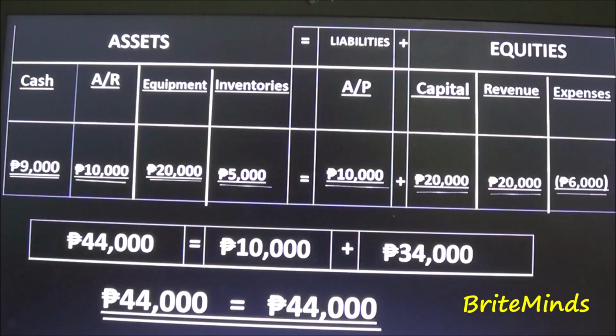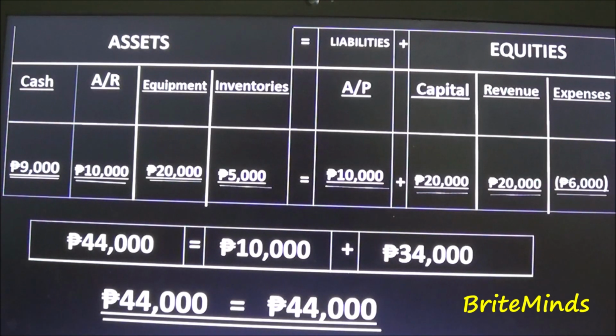We have here the summary of all the accounts of Miss Rose's transactions. On the left side of the equation, which is the assets, we have the cash. The remaining cash of Miss Rose is 9,000 pesos. Accounts receivable, 10,000 pesos. Equipment, 20,000 pesos. Inventories, 5,000 pesos.